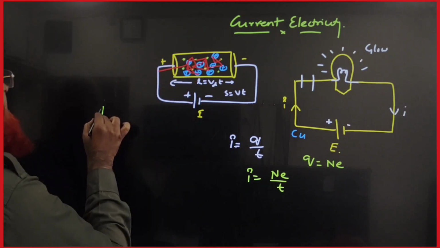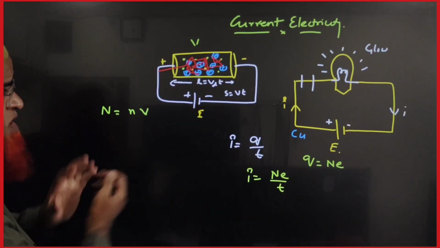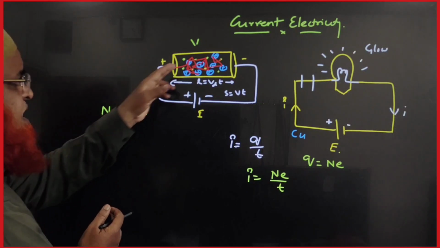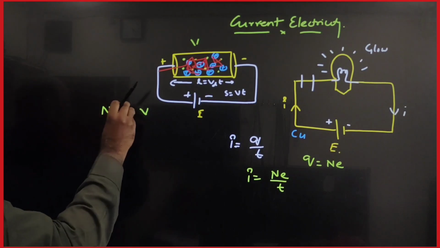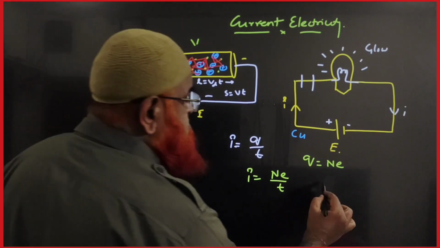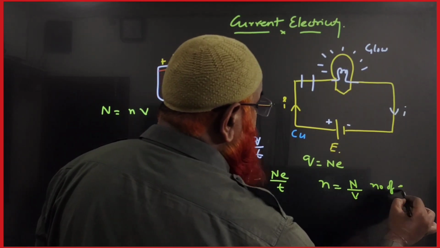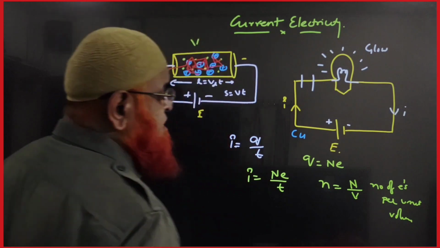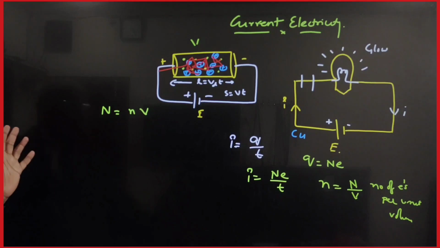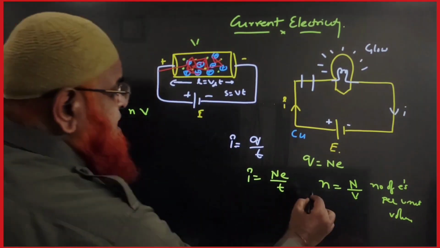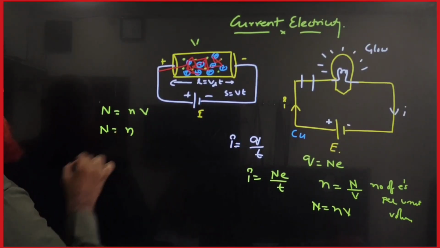You know what N is: the total number of electrons present in this volume V of the wire. V is the volume of this small part of the wire, and the number of electrons present in it is taken as capital N. Capital N is nothing but small n into V, where small n is the number of electrons per unit volume, but capital N is the total number of electrons present in this volume. Therefore capital N is equal to small n into V.